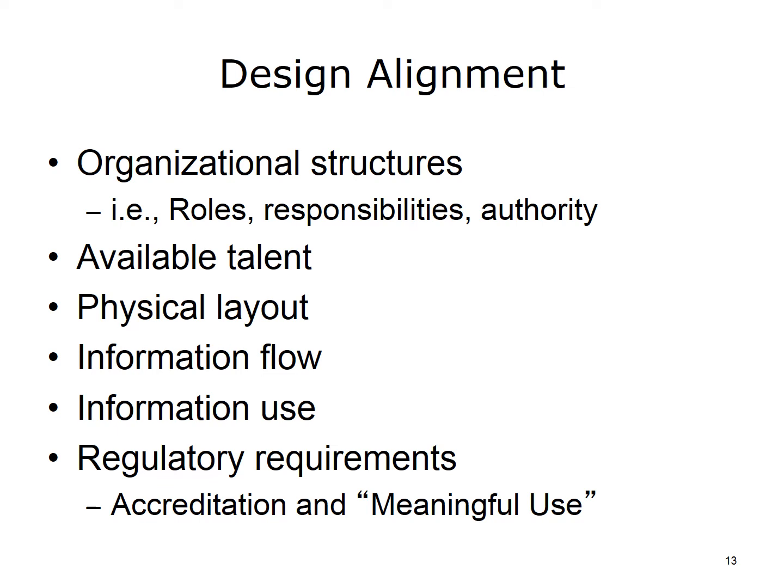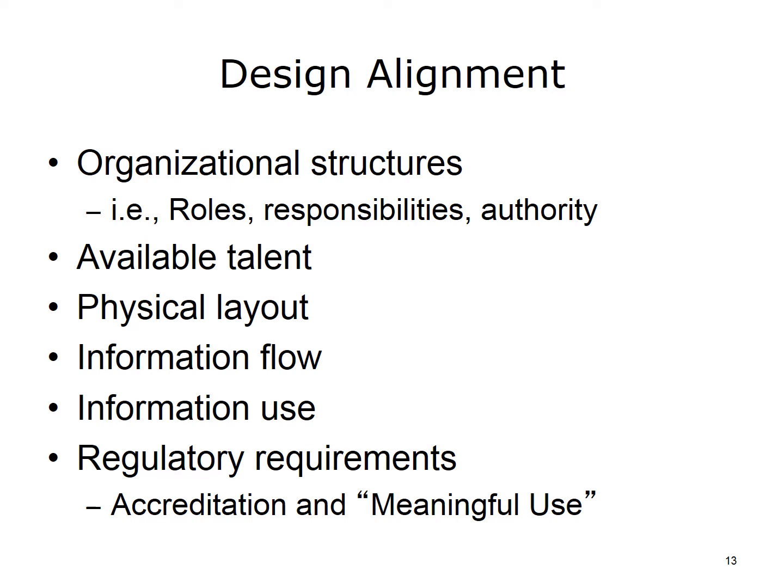Available talent can be assessed by asking, who will perform this task? Is this a good match for their abilities? Physical layout can be assessed by physically walking through processes to see if the traffic paths are likely to cause congestion, raise privacy concerns, or have extra steps.